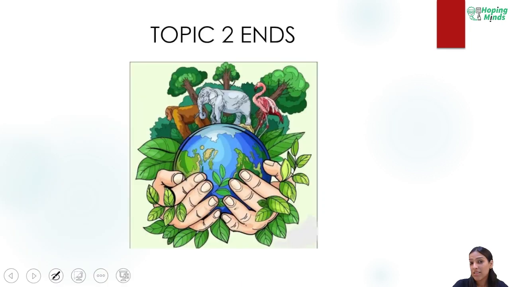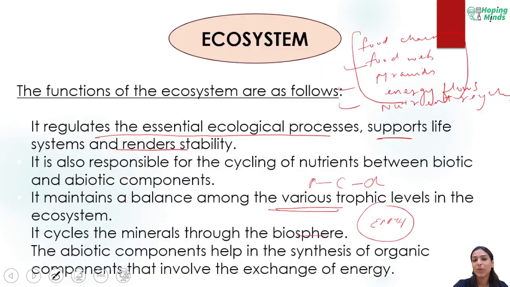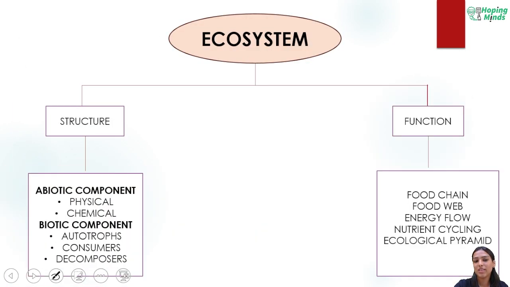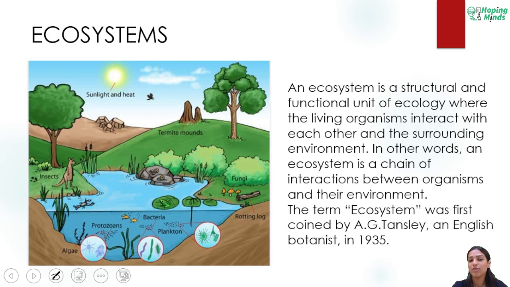So here we end our topic 2 of ecosystems. Let's take a quick recap of what an ecosystem is. Ecosystem is the structural and functional unit of ecology, where there are all things present, biotic, abiotic, and there's a lot of interaction happening between them. The word them is the structural unit, and the word interaction is the functional unit.